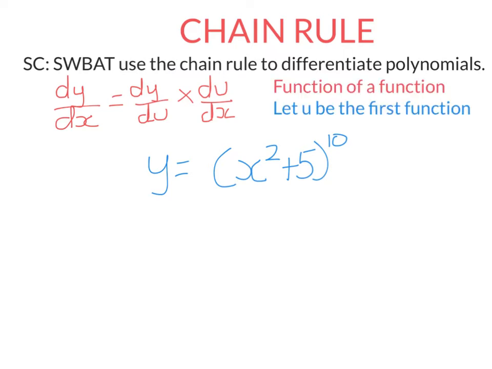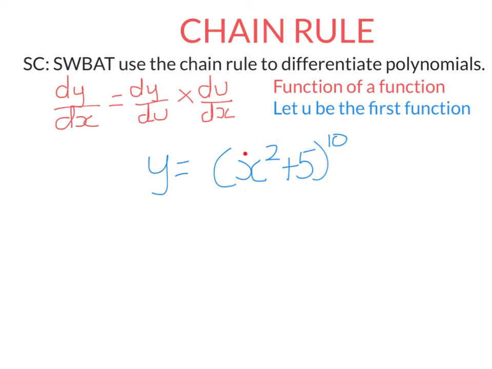So it turns out the chain rule is also called the function of a function rule. This name's important because it tells us when we use the chain rule. We use the chain rule when we have a function of a function, then we let u be the first function and we put it into this formula. So this is an example where we have a function, x squared plus 5 is a function, raising to the power of 10 is a function. We have a function of a function.